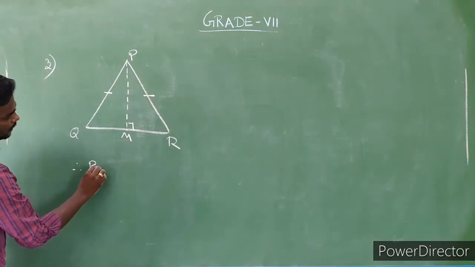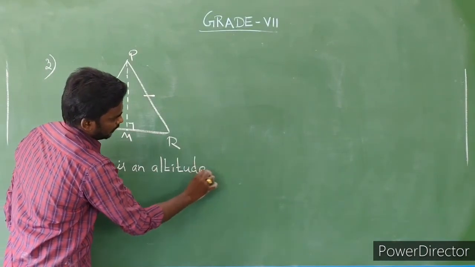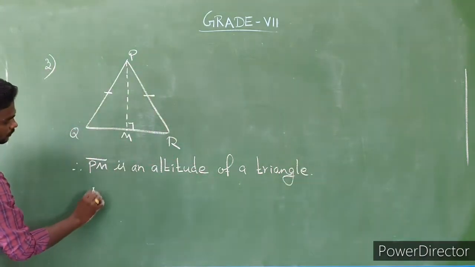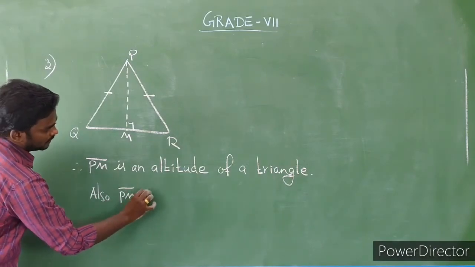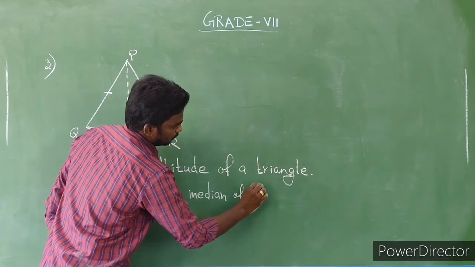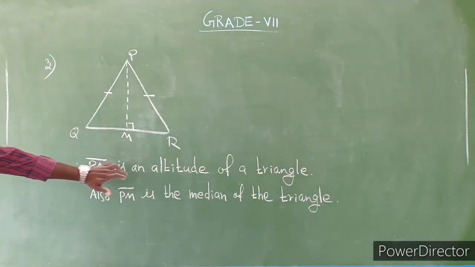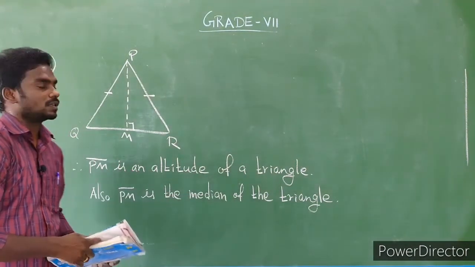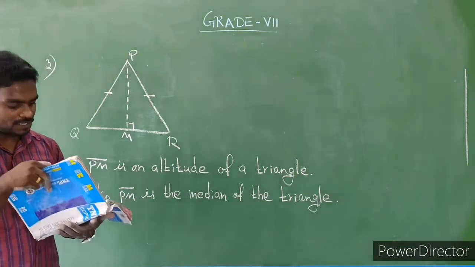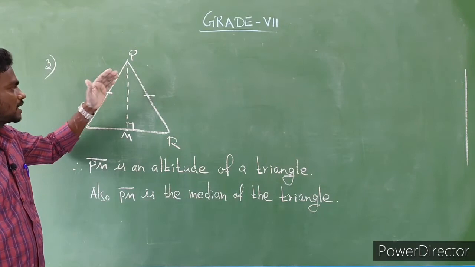Therefore, PM is an altitude of the triangle. Also, PM is the median. Here, the line segment PM is an altitude of the triangle. Also, PM is the median of the triangle. So, this is verified. Verify by drawing a diagram if the median and altitude of an isosceles triangle can be the same. Here PM is the median of the triangle, and it is also an altitude of the triangle. So, in an isosceles triangle, the median and altitude are the same.